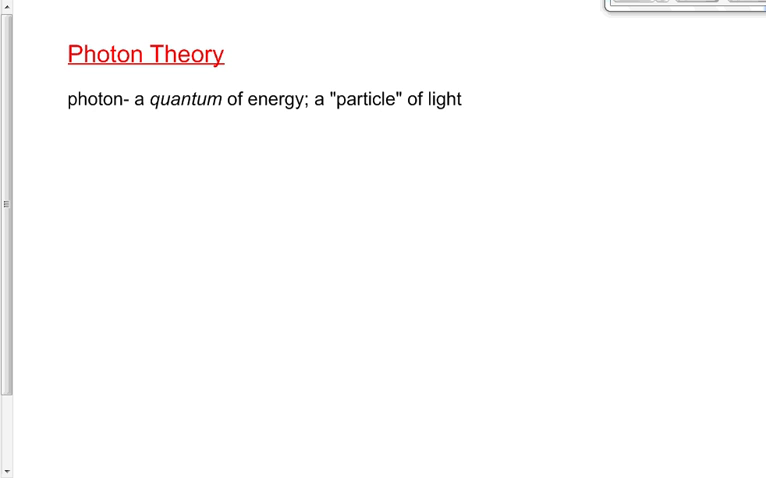Now, we can describe a photon mathematically. We can describe the energy of a photon, among other things. The energy of a photon is going to be equal to h times f. It's also going to be equal to hc over lambda. Where does that second equation come from?